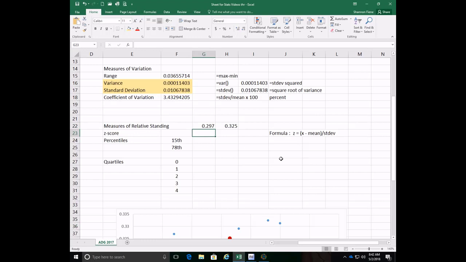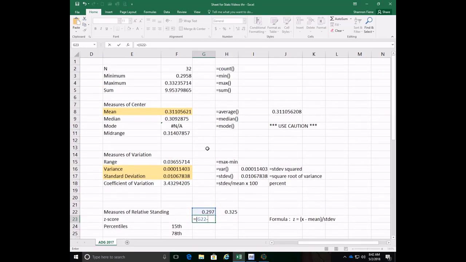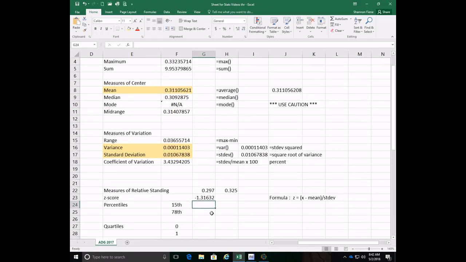So to get our z-score for our first value, we're going to say equals. I'm going to use a parentheses so that it subtracts the mean before it divides by the standard deviation. I'm going to take my x value, which in the first example is 0.297, subtract off my mean. So I'm going to go up here and find my mean, which is right there, close parentheses, divided by my standard deviation, which is right here. And I get negative 1.31.